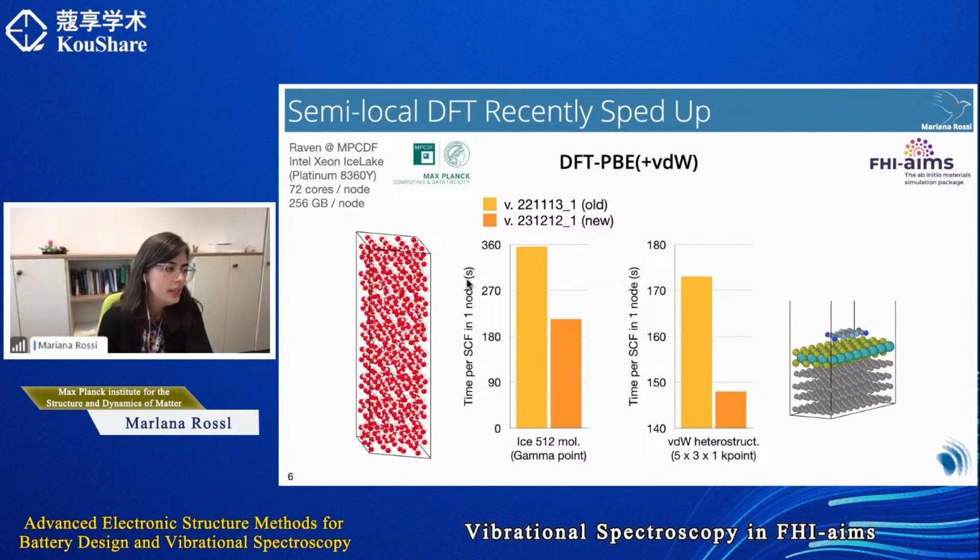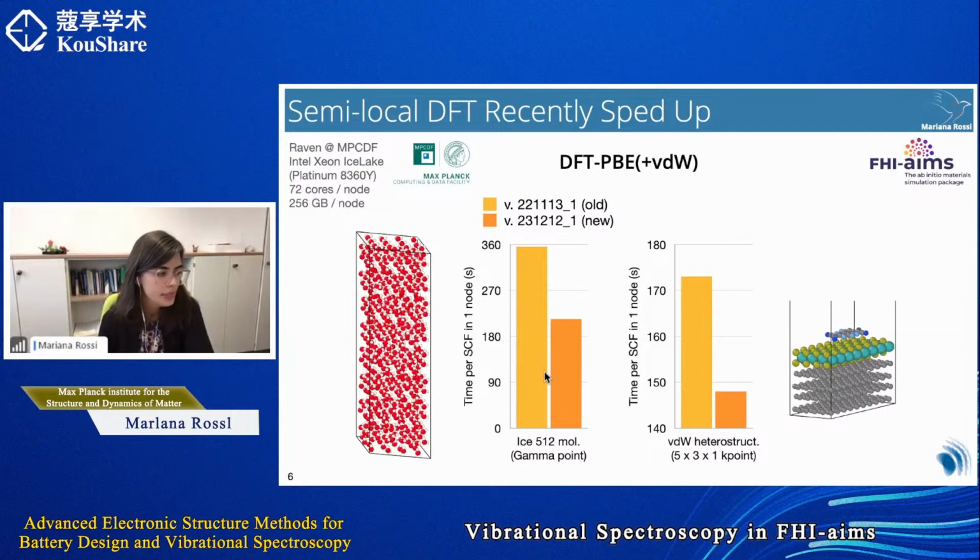So what you see here are two systems that I particularly was interested in and benchmarked. This is an ice structure with many, many molecules, 512 molecules, and this is a van der Waals heterostructure. And this is just the time per SCF iteration that we had in the 2022 version of the code in yellow and the 2023 version of the code in orange.